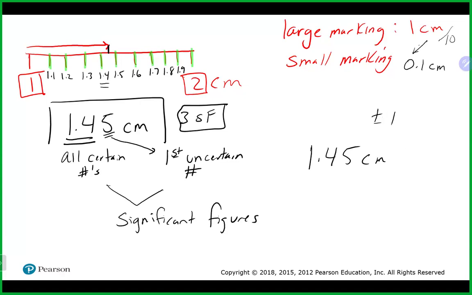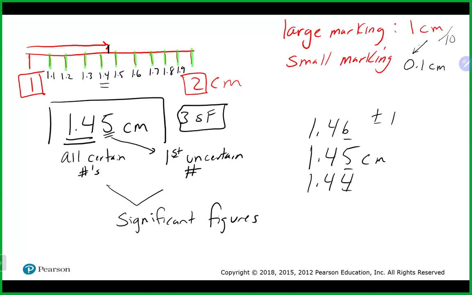And really what that means is I think it's 1.45, but I may be wrong. It may be like 1.44, maybe 1.46. It's somewhere in that neighborhood. And that's really where the uncertainty lies.